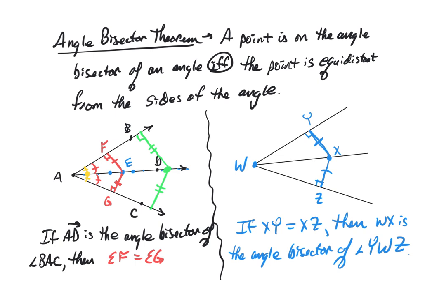If the distances are the same, then it's an angle bisector, or the original way, if we know we have an angle bisector, then the distances are the same. So it's one of those theorems that works in both directions because of the if and only if.